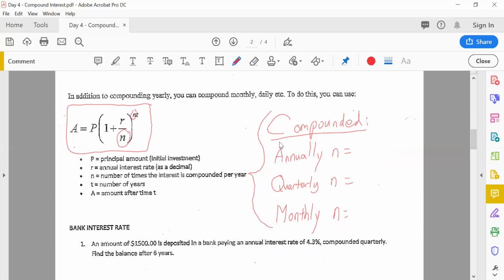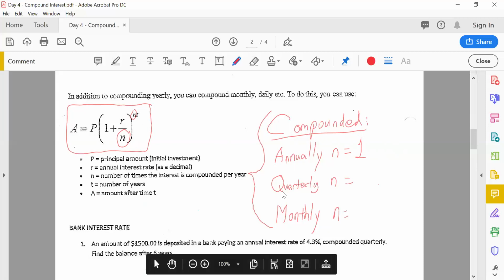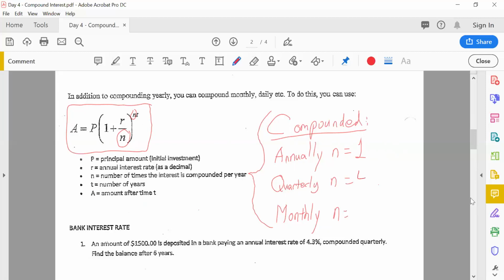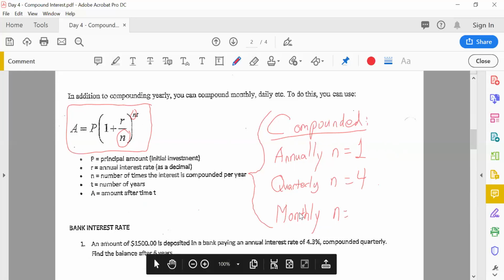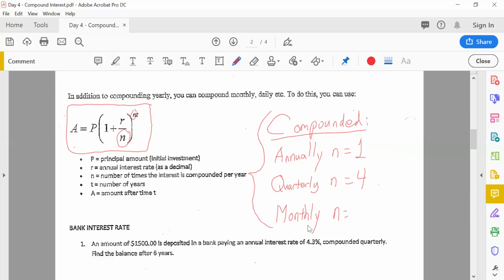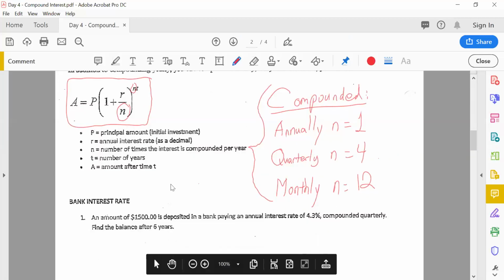If you see in the word problem that something is compounded annually, annually means once a year, so N would equal 1. If your money is compounded quarterly, quarterly means 4, so that means N would equal 4 times per year. And last but not least, if it says that your money is compounded monthly, that means they're slicing up the interest rate into 12 pieces and giving you 1/12 of your interest every month. So N equals 12. These are the 3 values of N that you need to focus on.